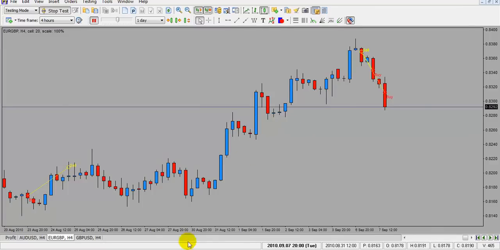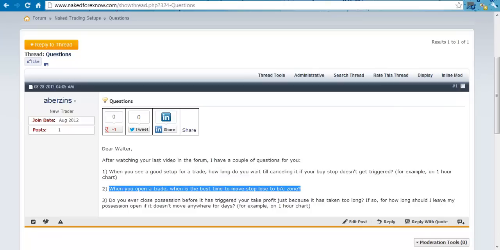So I generally wait for the first target, and then after that I move the stop loss to break even. Sometimes if it gets really close, like within a few pips of the target and it looks like it's going to hit it, I'll also move my stop loss to break even. Do you ever close a trade before it is triggered, or take profit because it's taking too long? Yeah.